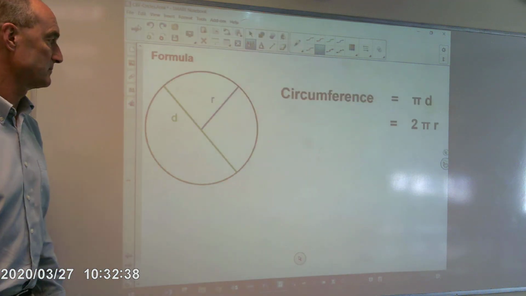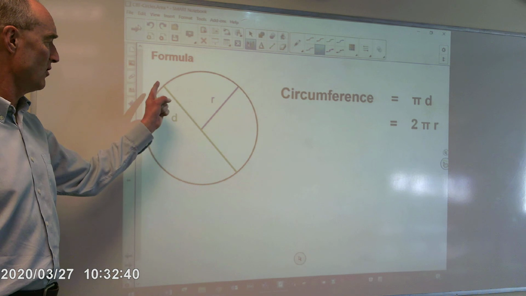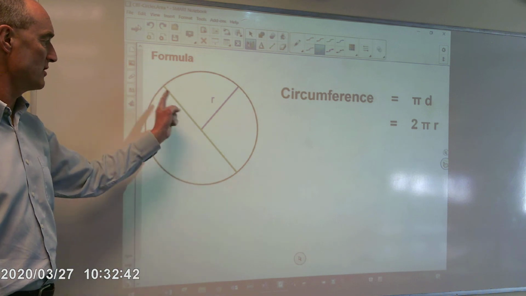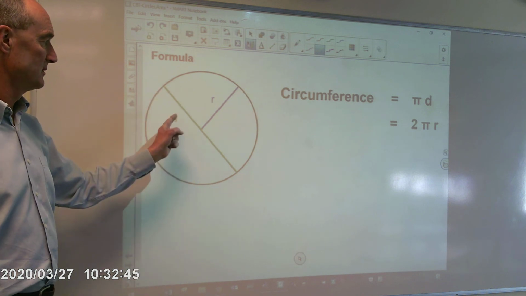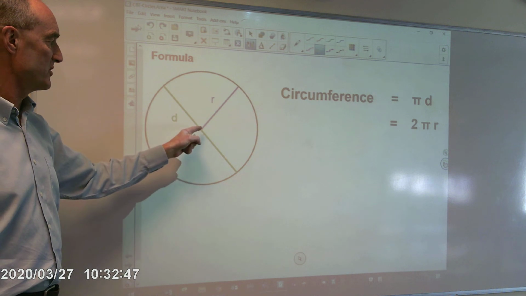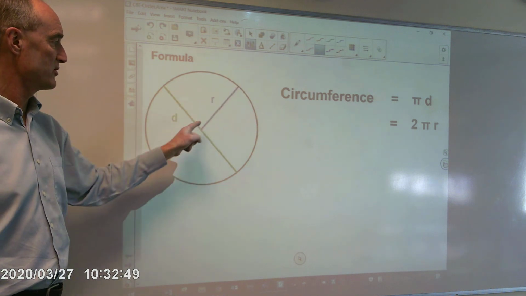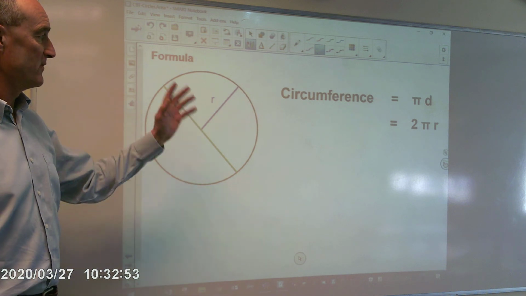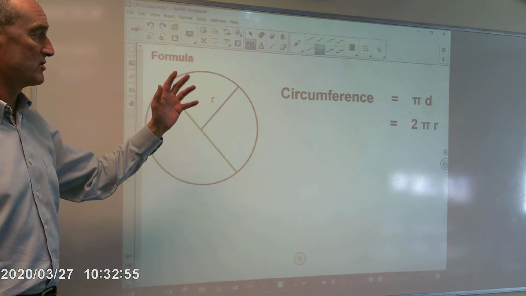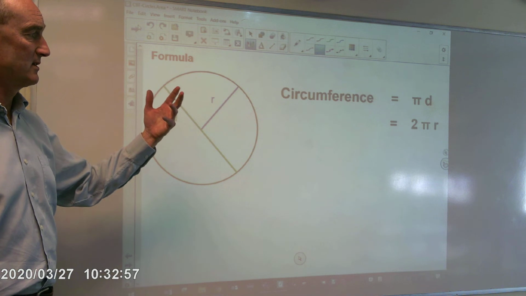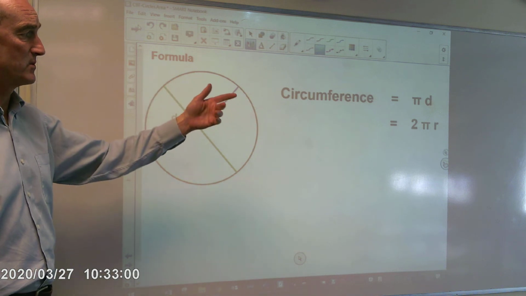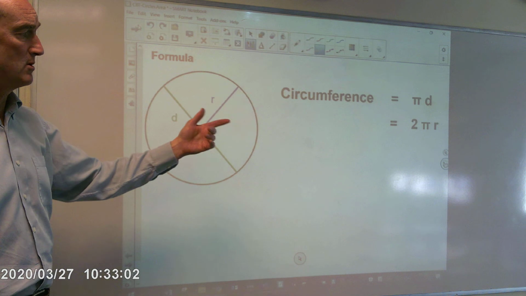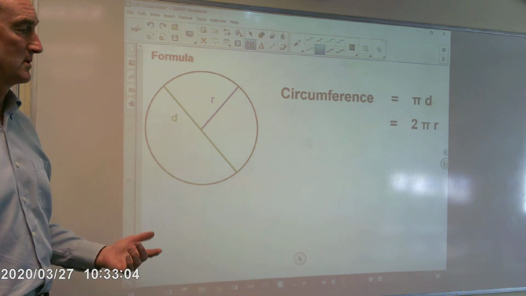Circumference. Now remembering that the line all the way across the circle is known as the diameter, d. The line from the centre point to any point on the circumference is known as the radius, r. The formula for the circumference of a circle, there's two different forms of it. You can either say pi d, so pi multiplied by d, or you can say 2 pi r.